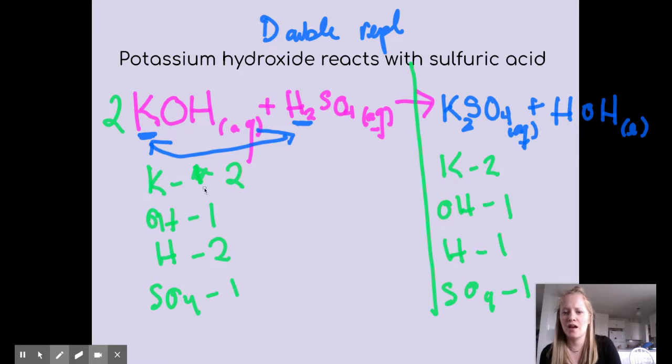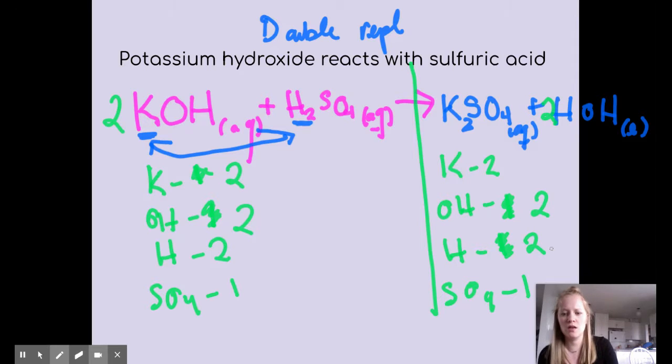Okay. That now has changed not just my potassiums, but it's also changed my hydroxides. So now I'm going to deal with my hydroxides next. So I need 2 on this side. I put a 2 in front of my water. This becomes a 2. And my hydrogen becomes a 2.